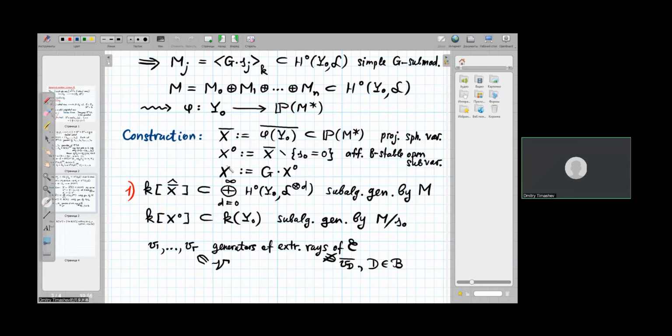this map phi is a dominant map. So phi maps y0 to x bar dominantly, and this means that the pullback of functions is an embedding. So this inclusion is given by the pullback of functions. It is an embedding since this map is dominant onto its image. Oh, dominant does not need to be an embedding, just dominant. So far it will appear to be an embedding. We shall prove it, but so far we don't know it. So far we only can say that it is a dominant map, and the pullback map of functions is an embedding.